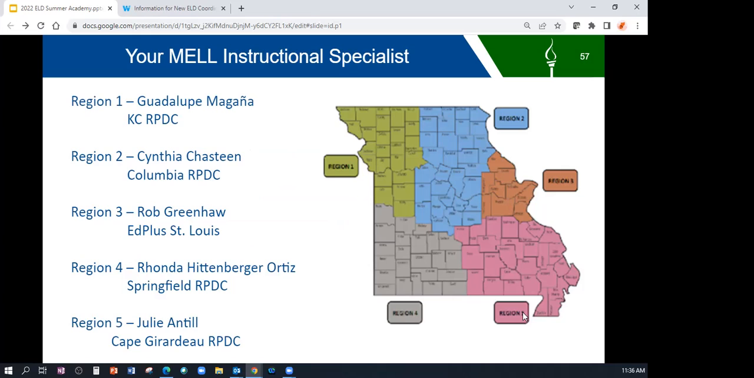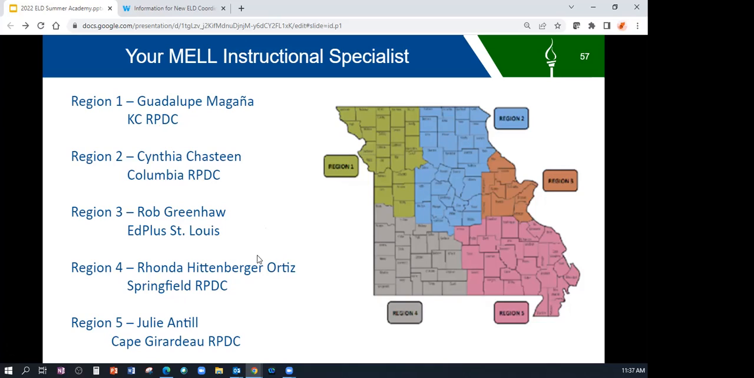Something we have that's unique to Missouri is 5 regional instructional specialists. Those are listed here, and they're all located at your RPDC. Guadalupe is in Kansas City. Cynthia is in Columbia. Rob is at Ed Plus in St. Louis. Rhonda's in Springfield, and Julie's in the Cape Girardeau area. And this map tells you what region. You can contact your regional RPDC.